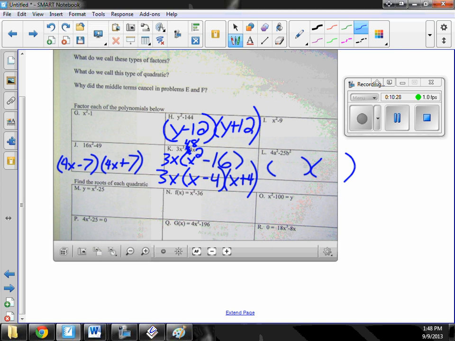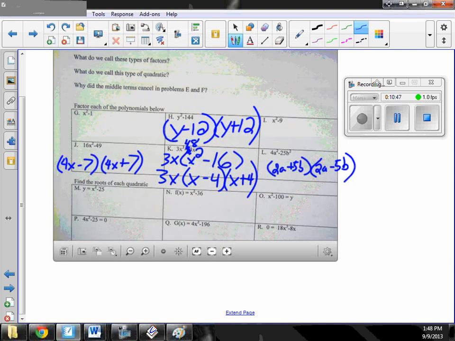What times itself is 4a squared? 2a and 2a. So it's plus and minus. 5b and 5b. Does anybody not understand that? Other than the fact that I don't know how to multiply by 3.